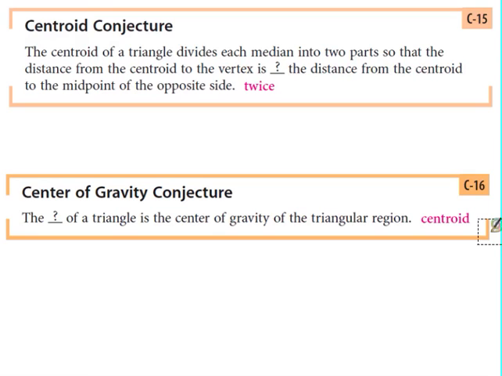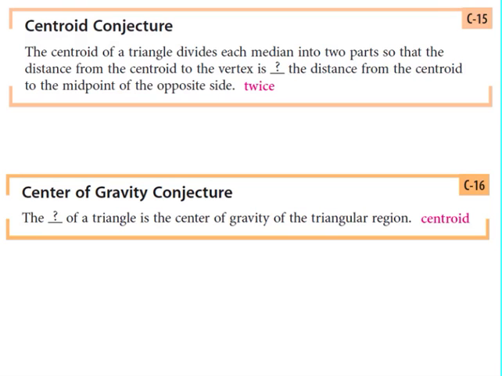So the centroid of a triangle is the center of gravity of the triangular region. The thing is, you've actually got a square sheet of paper. You can't do that technically right now. You could if you cut it out, because where you're balancing it right now is not the center of gravity of the paper.